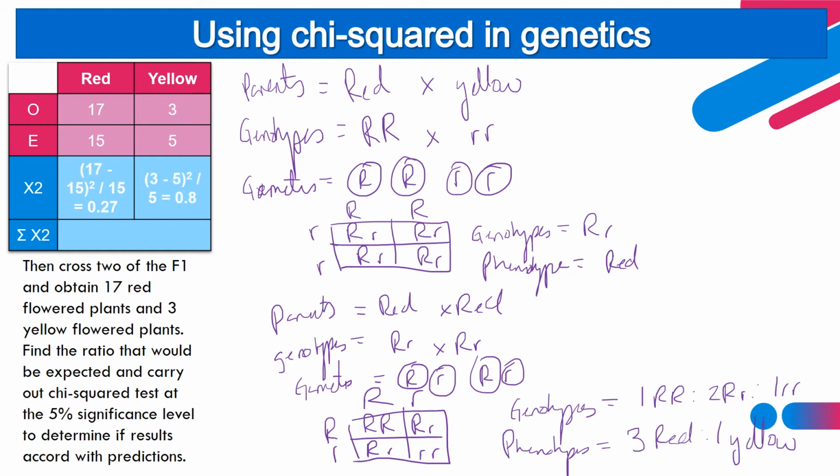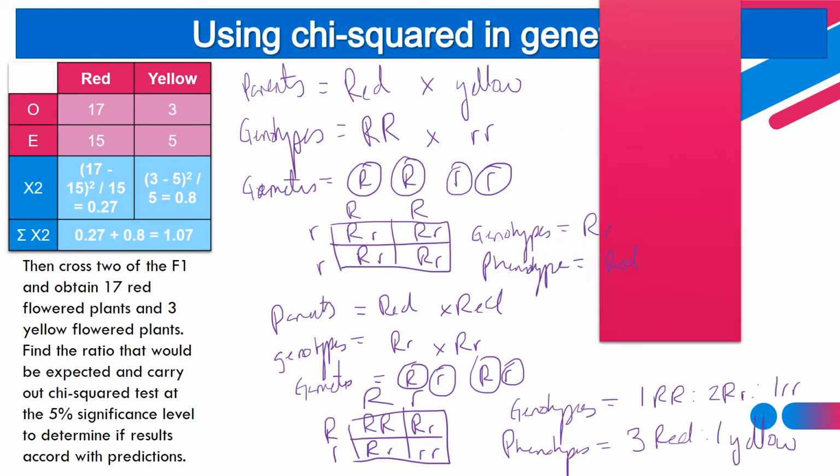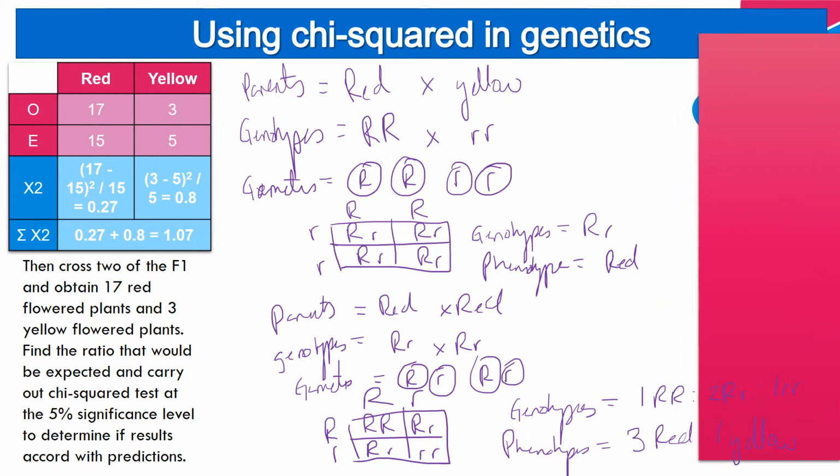We put this into our equation for our chi-squared, so observed minus our expected, squared, divided by the expected. So for our red, we're going to have 0.27. For our yellow, we're going to have 0.8. We add 0.27 and 0.8 together to give 1.07. So now we need to go and think about what this would be in terms of our chi-squared.